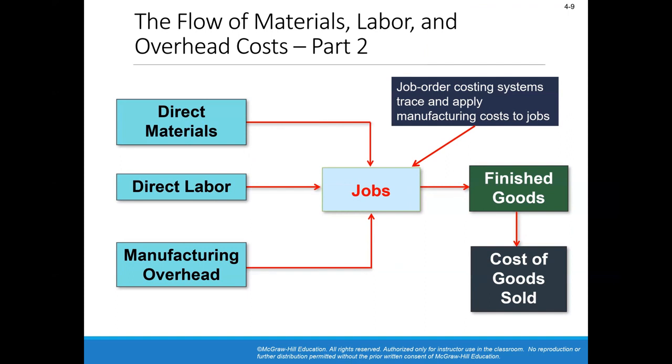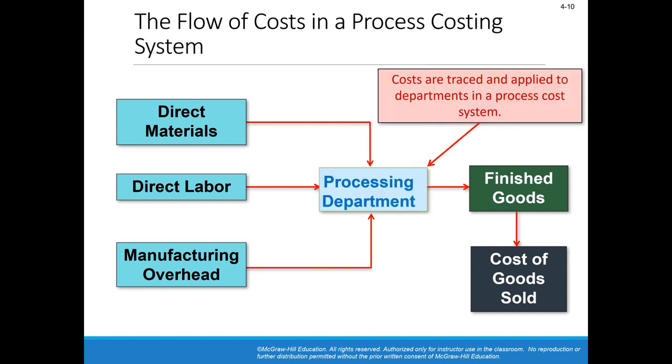So in the job order costing system, when we pull in all of the direct materials, labor, manufacturing overhead, we're putting it onto a job in that work in process with that job number that's unique. And we keep track of it on that job costing sheet, and then it moves out into finished goods. With the process costing, it's a little bit different because now they're traced and applied to the department, not to the job number. So that's the only difference in the flow.